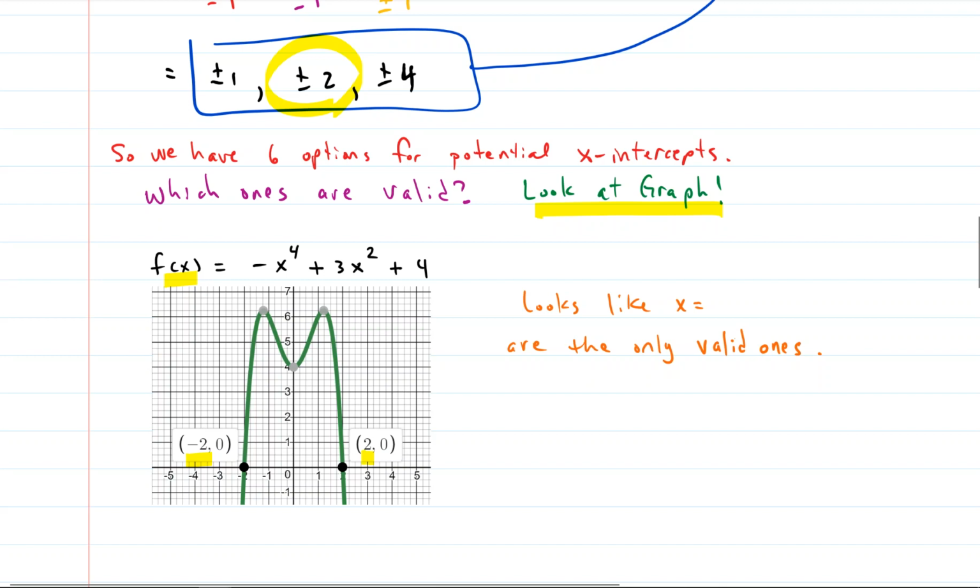So we can write that down here. Looks like x equals negative 2 and positive 2 are the only valid ones. So that was actually kind of cool, right? We got a list of 6 and 2 of them were valid ones, and we could verify the valid ones just by looking at a graph.